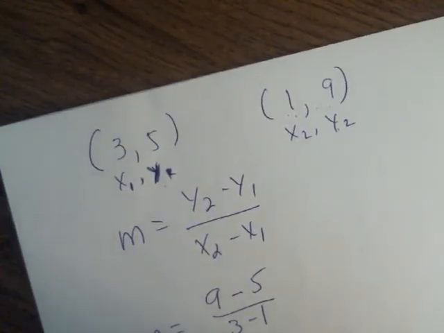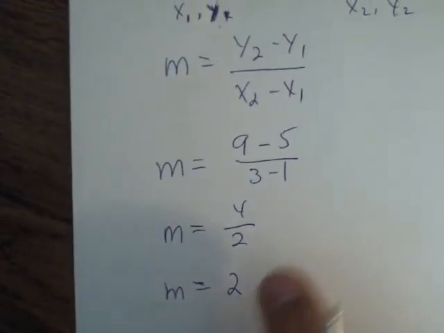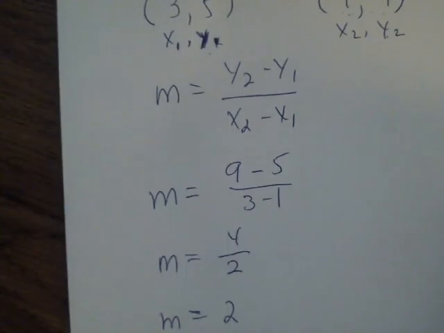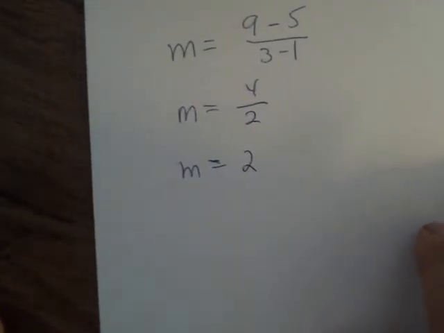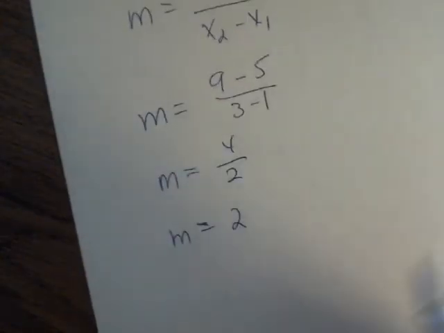So I take 9 minus 5 over 3 minus 1. So that's 4 over 2. And that is just 2. 4 divided by 2 is 2. Remember, that's what the fraction bar means, divided by. Now, usually the problems arise when we have the negatives.